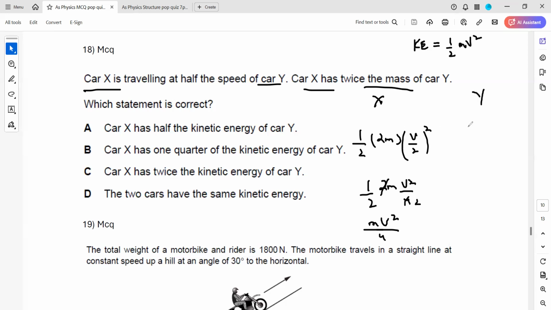What about the kinetic energy of Y? It is half. Its mass is m because X has twice the mass. The speed is v because car X is traveling at half the speed of Y. So the speed of Y is v, the speed of X is v by 2, and the mass is twice. If the mass of Y was m, the mass of X was 2m. So half mv square, which becomes mv square by 2.